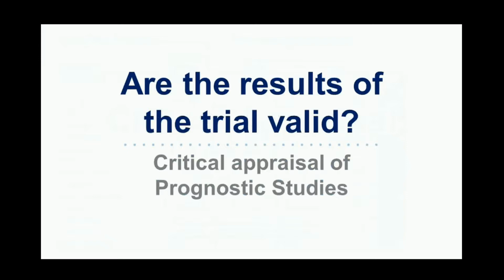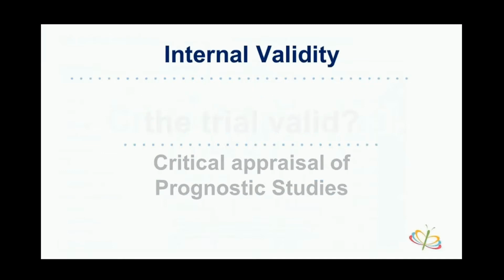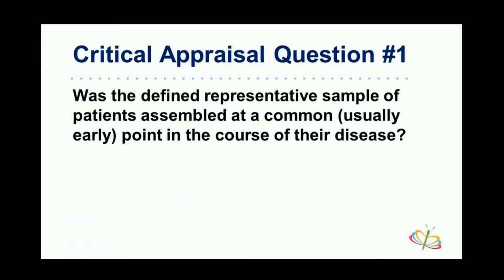All right, so at every journal club, we always go through these questions. I'm going to ask the questions and give you just a moment to think about them, and then I'm going to answer them. I'm not going to ask for audience participation necessarily. There's a lot of voices in the room. We're going to talk about internal validity at first. So the first question is, was the defined representative sample of patients assembled at a common point in the course of their disease?